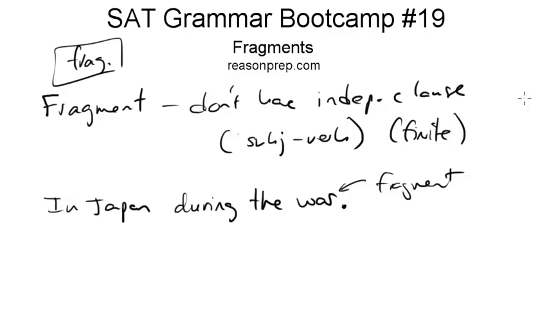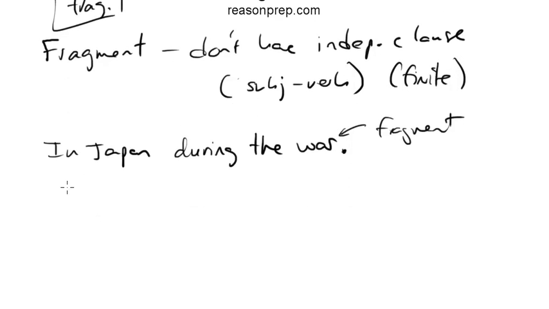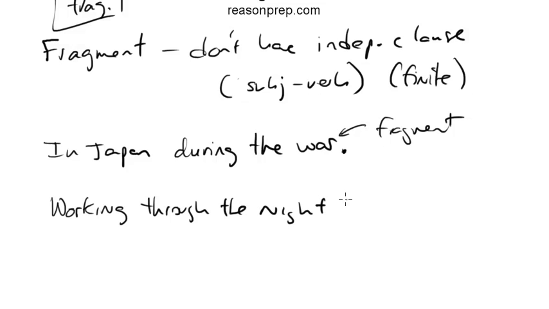Sometimes it's with prepositional phrases. Let me just move past the prepositional phrases and on to where you have, say, participles starting the sentence. So something like this. Working through the night on her project. If this were written as a sentence, this is not a complete sentence. It's a fragment, again. Why?